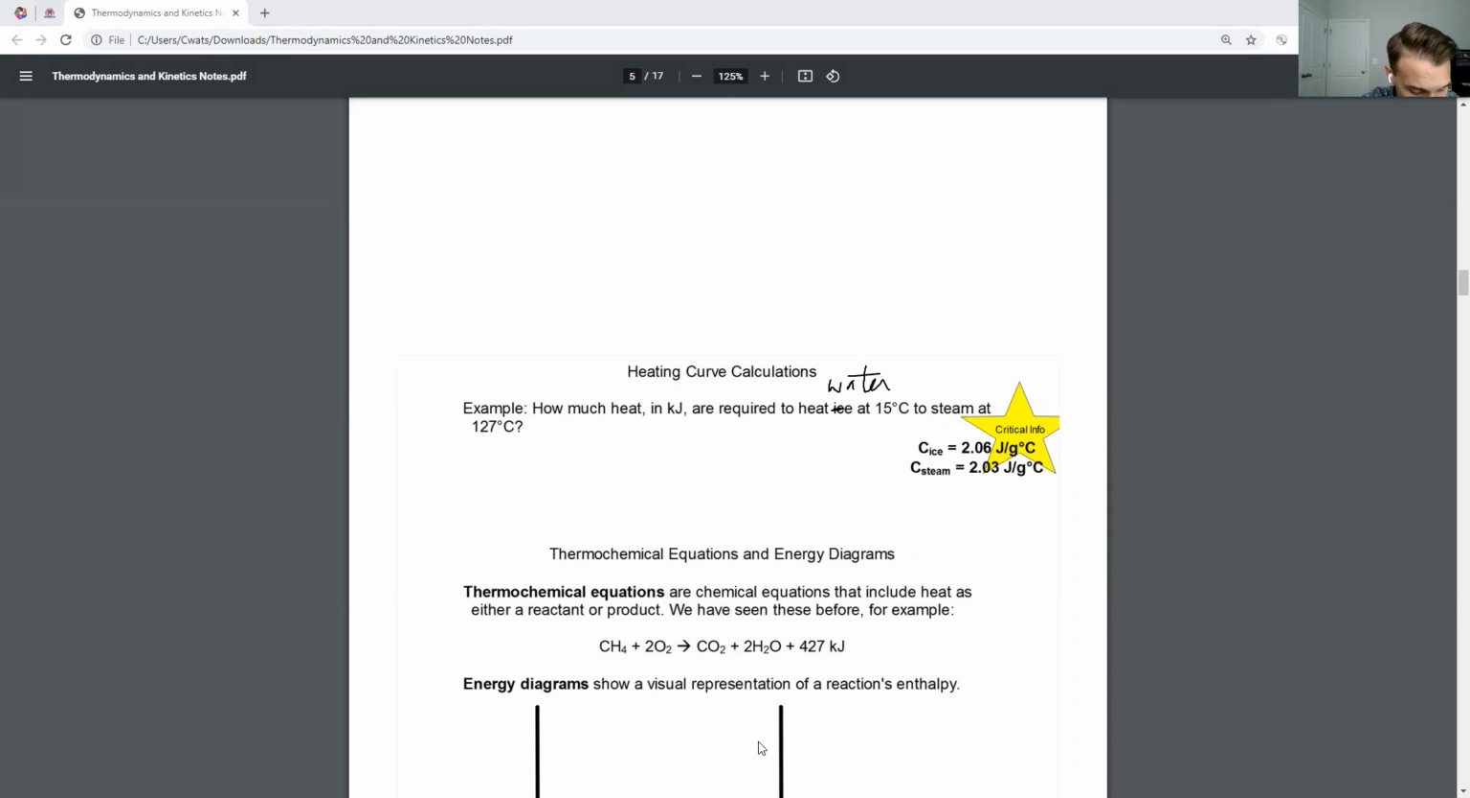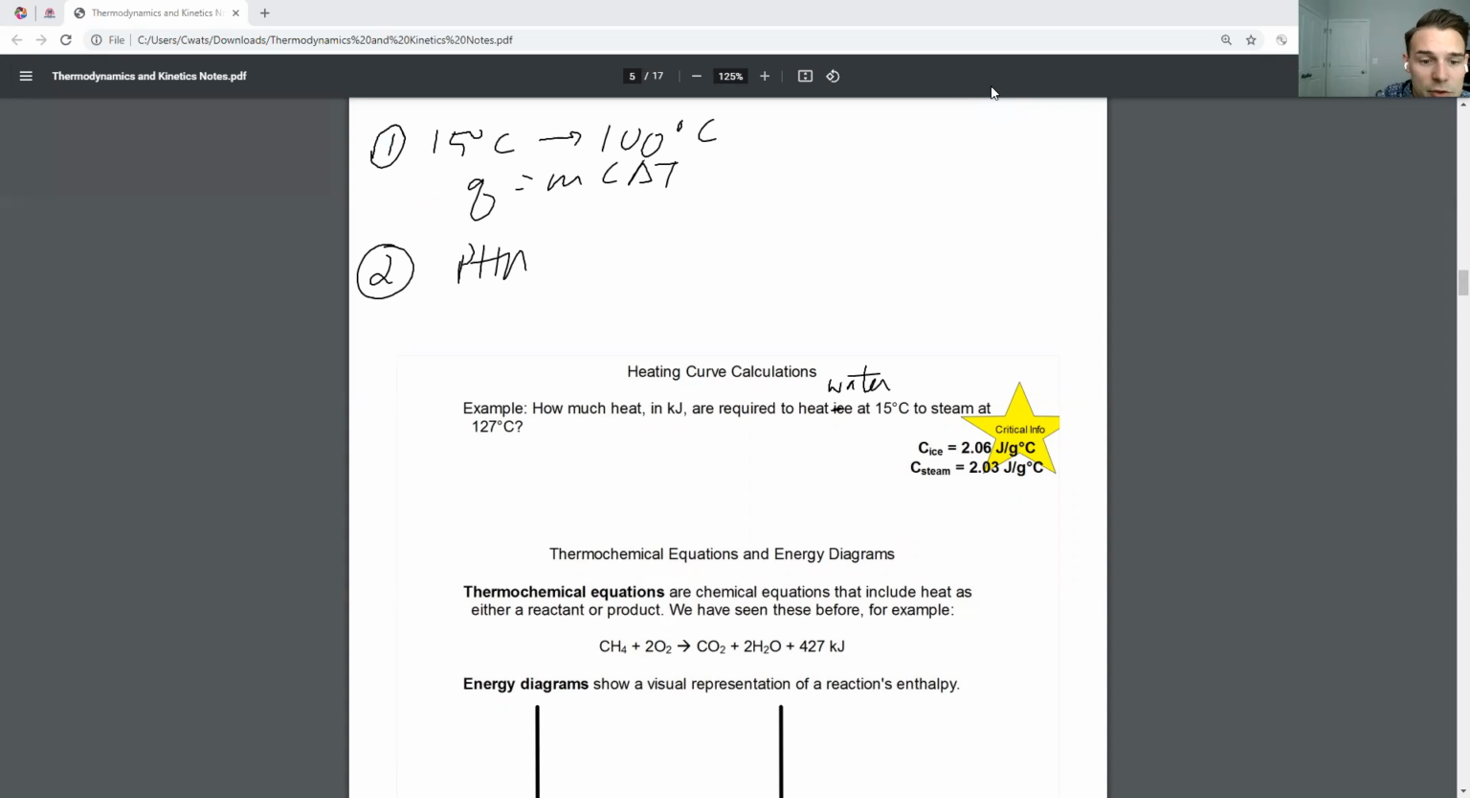So what we need to do is a couple things. The first thing that I would have to do is go from 15 degrees Celsius to 100 degrees Celsius. That's my first step, and that would be the equation Q equals mc delta T. My second step is going to be doing the phase change.